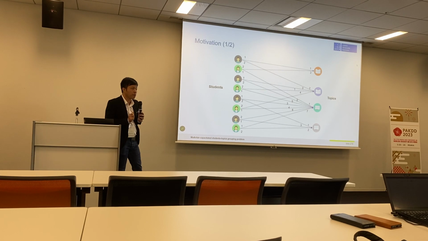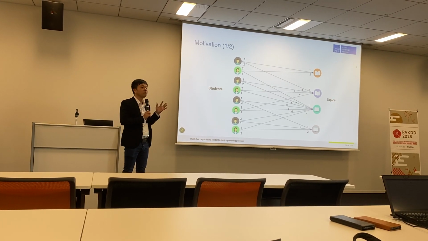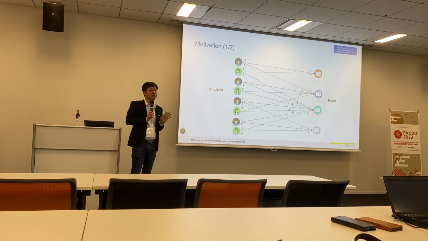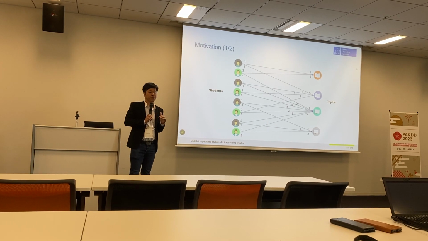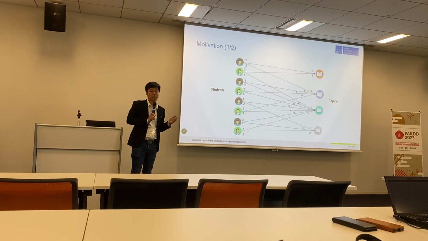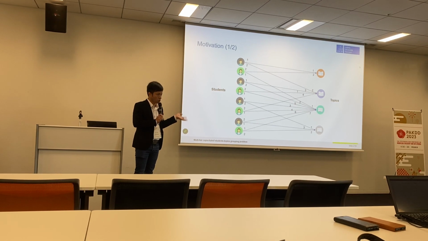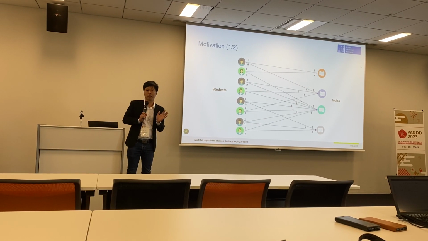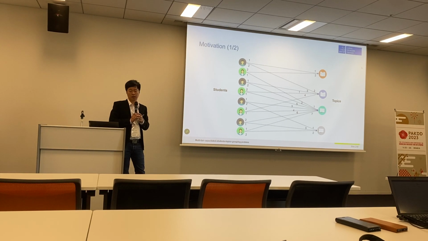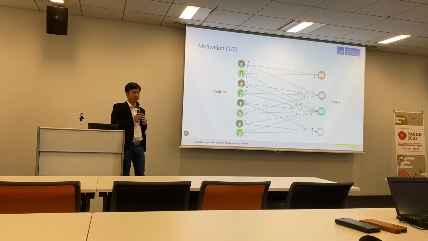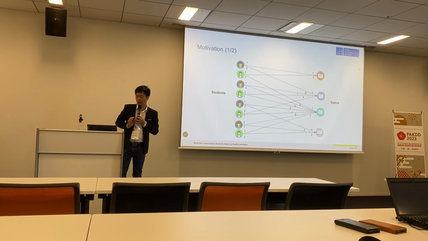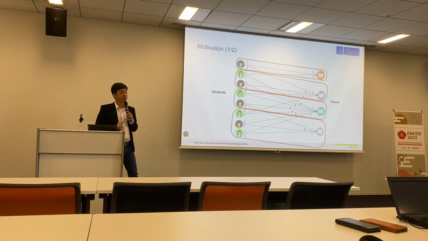So for each topic, we will assign some numbers. You can see some numbers. This is the level of interest of students on that topic. So for each topic, we have some weight related to the preference of students. So how can we assign students to the topics? One possible solution can be like this.